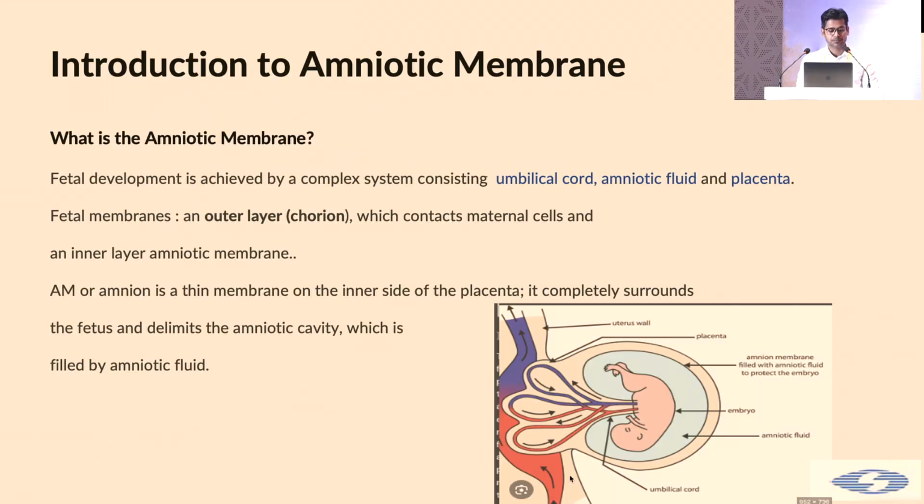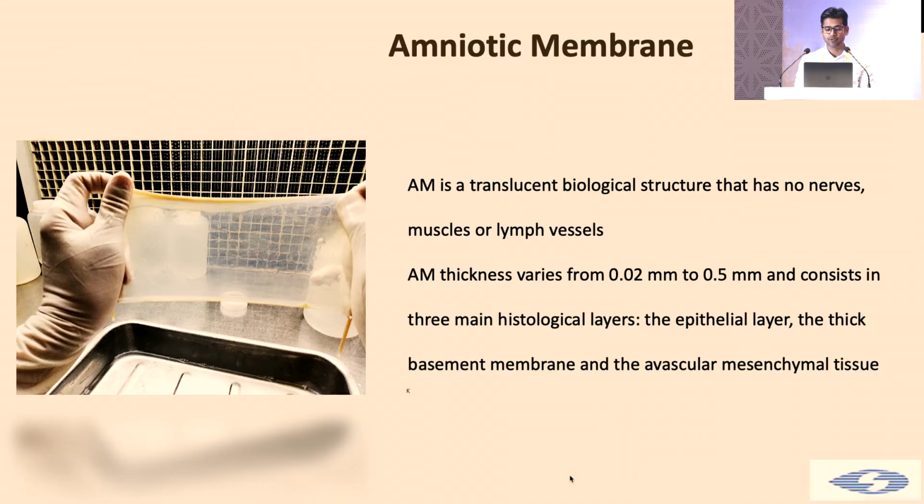Now they move. So the fetal development is achieved by a complex system consisting of the umbilical cord, amniotic fluid, and placenta. The fetal membrane basically consists of an outer chorion layer and an inner amniotic membrane, which is a thin membrane on the inner side of the placenta. It completely surrounds the fetus and delimits the amniotic cavity, which is filled by amniotic fluid. It's a translucent biological structure that has no nerves, muscles, or lymph vessels.